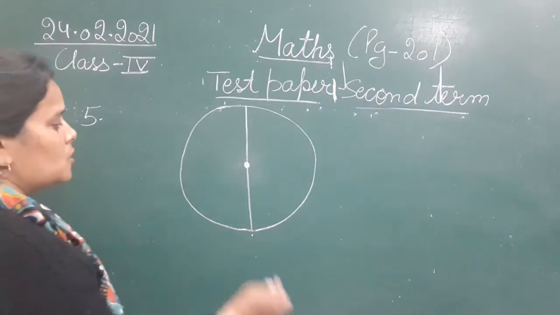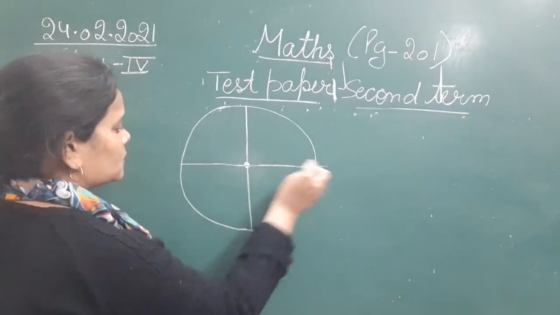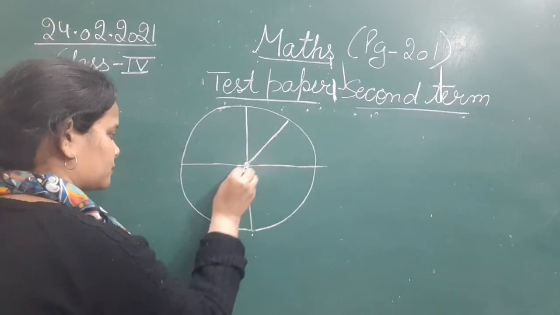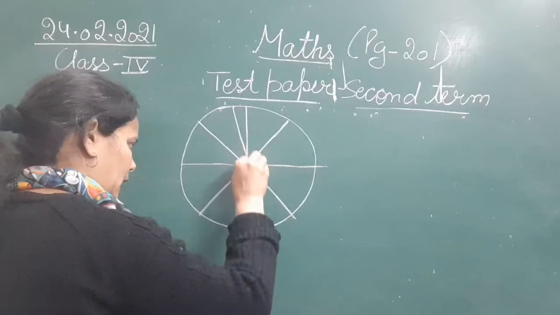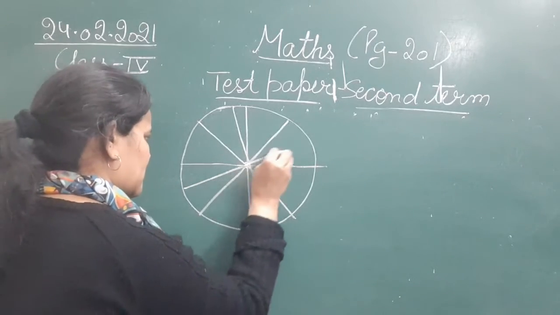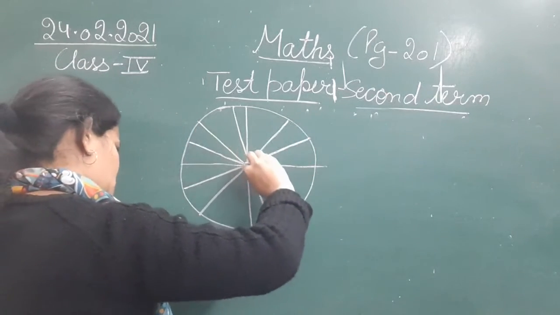This is the question. So let's make it that. Now you can observe that I can make as many diameters as I want. Okay, so there is no particular number.